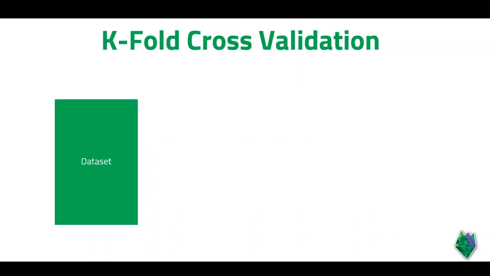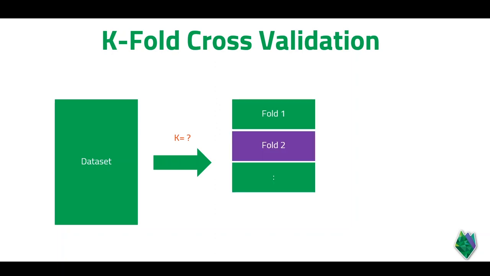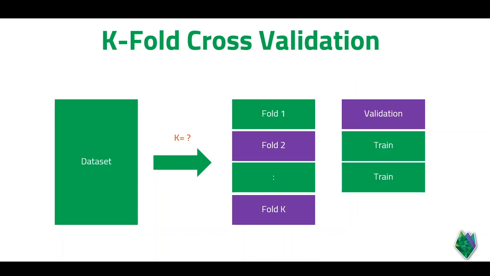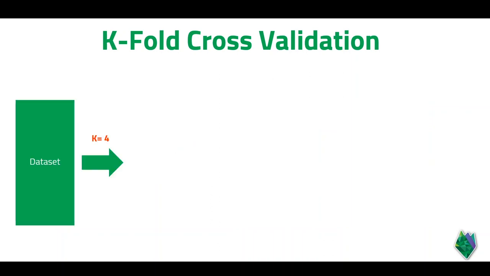Now, how does k-fold cross-validation work? You have a data set, and the general idea is to split your data set into k number of folds, and then use one of the folds for validation, and the rest of the folds for training the model on.